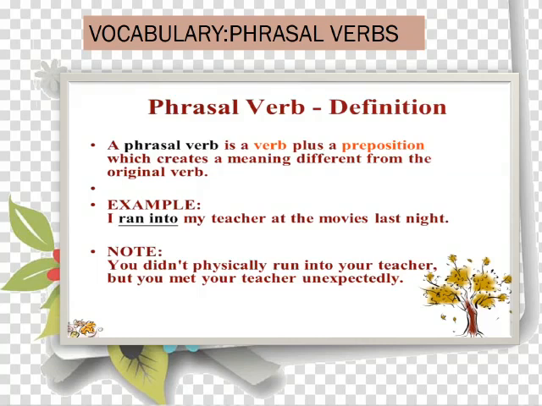When we combine a verb and a preposition together, they give us a different meaning. For example, if we join a verb ran and a preposition into together, they give us a different meaning. Ran into means to meet someone unexpectedly. For example, let us use this in a sentence. I ran into my teacher at the movies last night. That means you didn't physically run into your teacher, but you met your teacher unexpectedly.